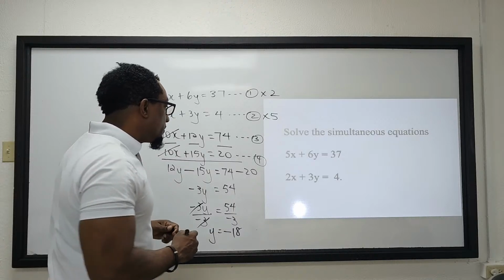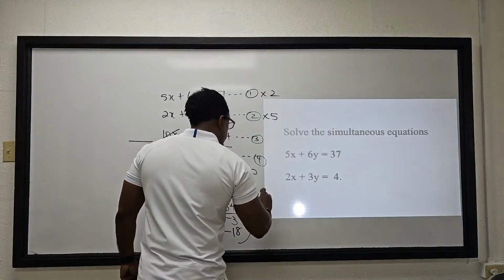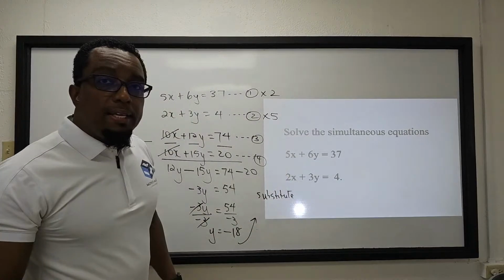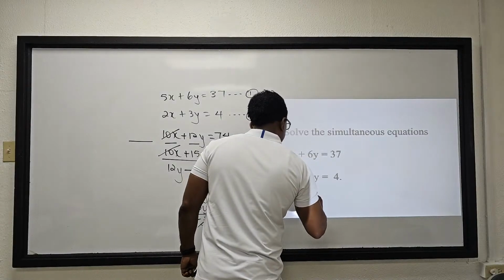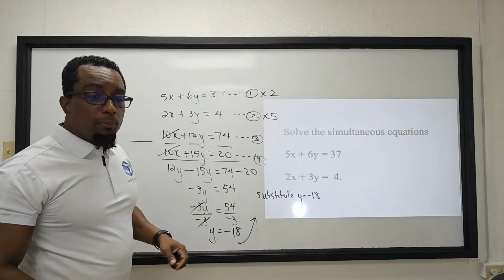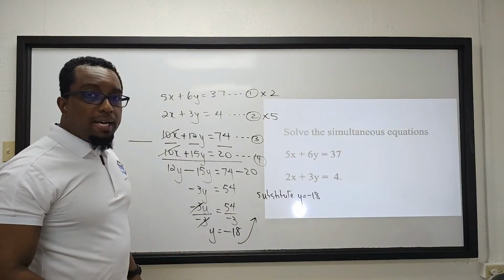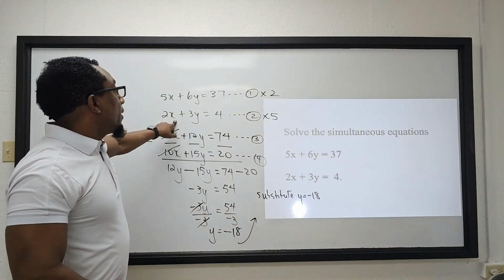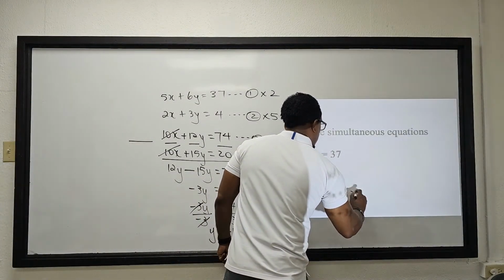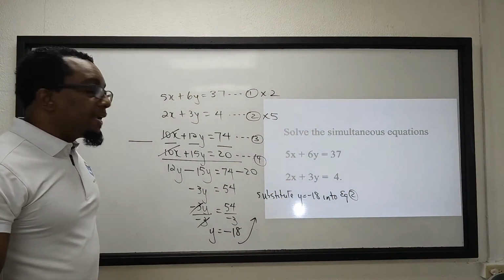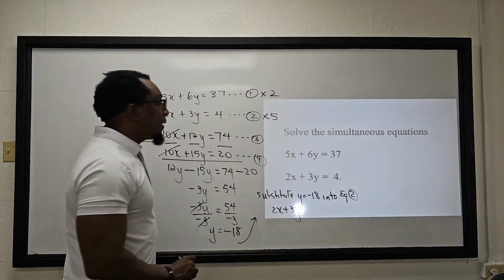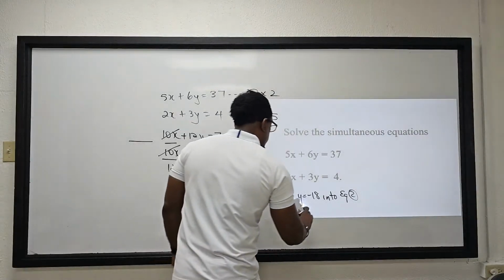We're going to substitute. So I'll continue here. Substitute y equal to negative 18 into any one of the original equations. You pick one or two, right? So I'm going to substitute y equal to negative 18 into any one. I'll pick equation 2. So I state equation 2, which is 2x plus 3y is equal to 4.